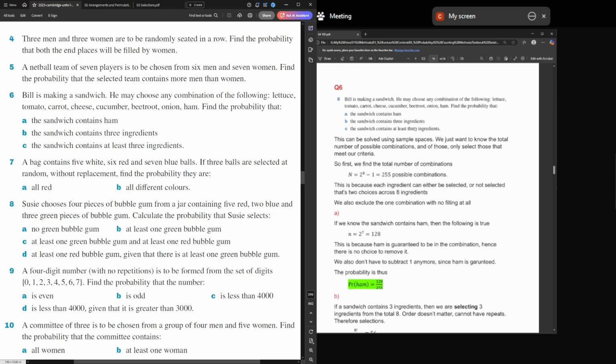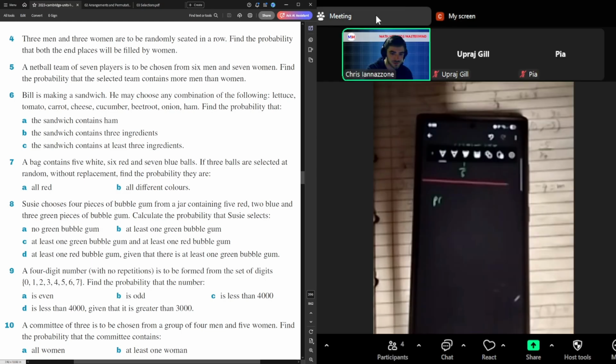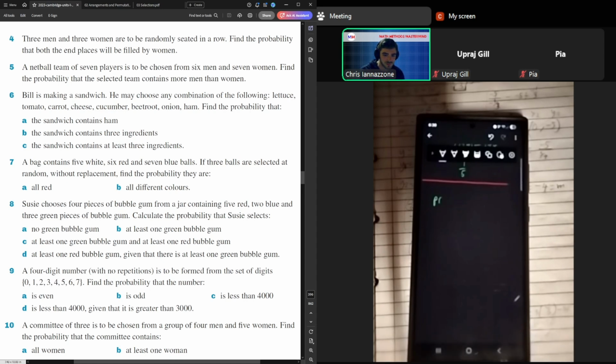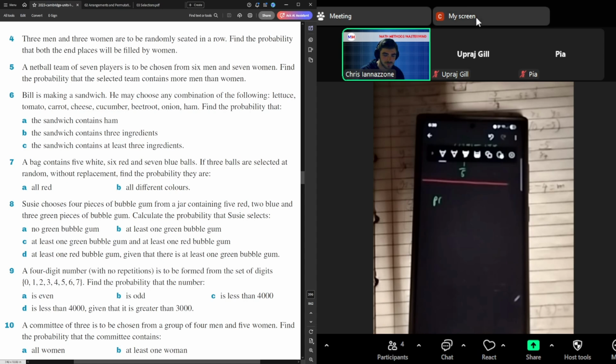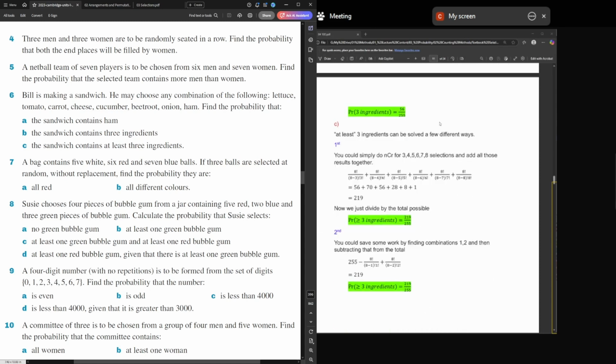The part C was to have at least 3 ingredients. 20-second question. Anyone know how you would adapt the answer to part B to part C? It's an approach we've used before today. Okay, so it's basically where you look at each thing as mutually exclusive. At least 3 ingredients means either 3 or 4 or 5 or 6, so on and so forth. So that's one way you could do it. You just do the NCR equation for all of those and then add them together.